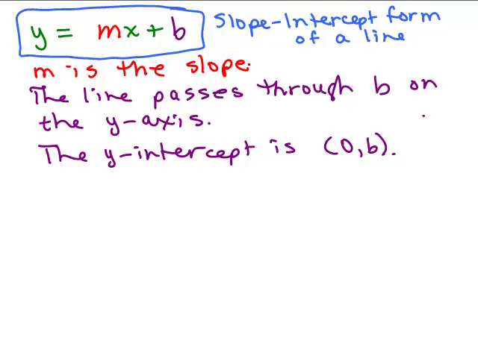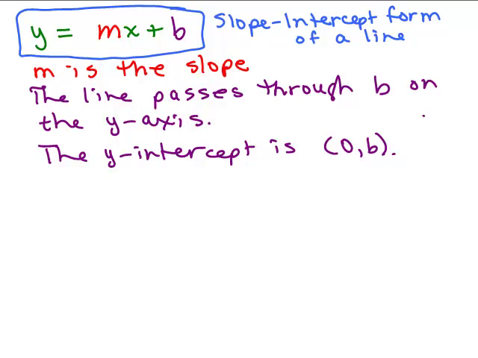The slope-intercept form of a line is y equals mx plus b. So notice it's an equation that's solved for y. It says y equals something, and we have an x term which has some number in front of it, plus some other number. So m and b are numbers. One or both could be 0, or neither could be 0. M is the slope. In other words, the coefficient of x is the slope when it's in this form. Also, the line passes through b on the y-axis. So whatever number is at the end plus that number, that's where the line crosses the y-axis, which means the y-intercept is 0, b.